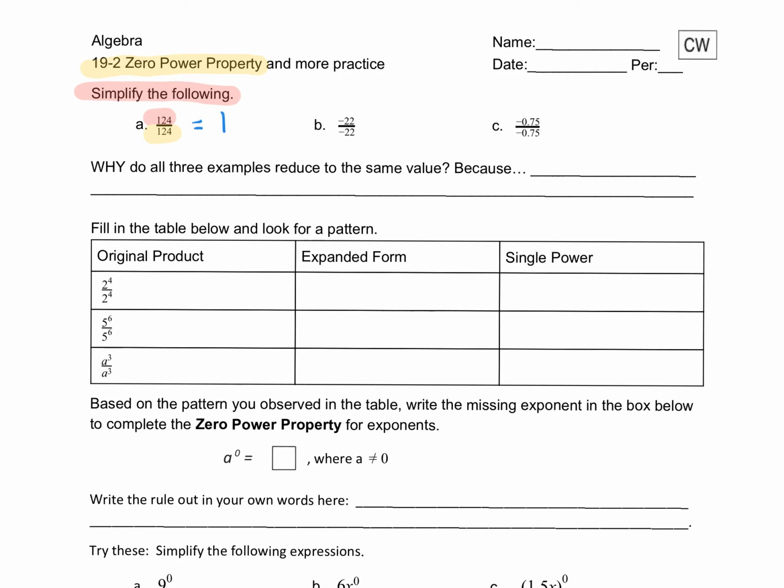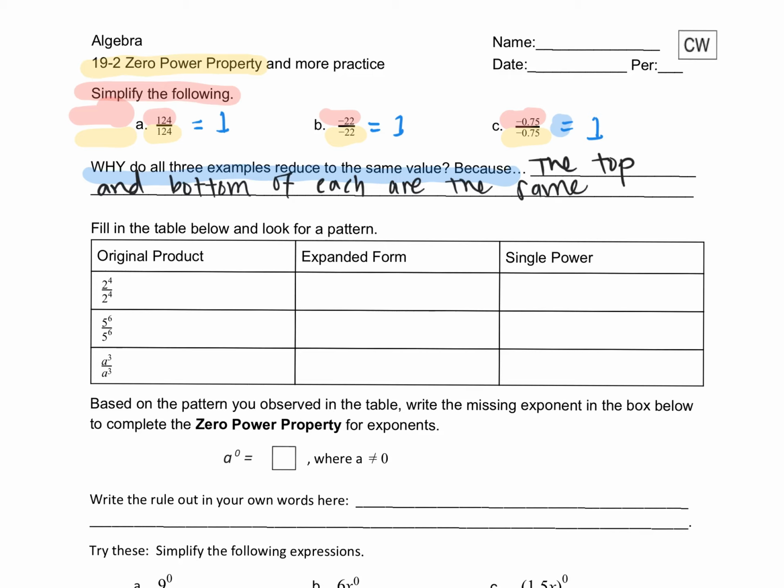Why do all three examples above reduce to the same value? They all equal 1. So what do we notice about the top? And what do we notice about the bottom? They're the same. So I can say because the top and bottom of each are the same.